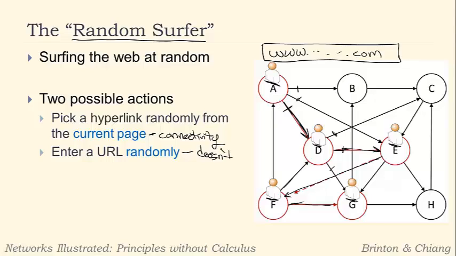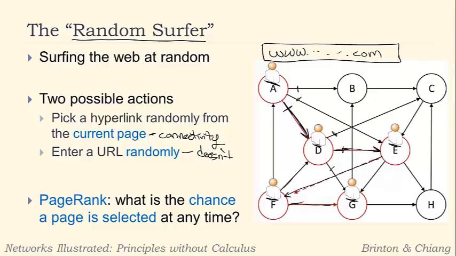And so you can see already how this kind of takes into account the importance of the links here, because the links which are coming from nodes which themselves are more important are going to get visited more often and are going to be used more often. And so the question that PageRank asks is, what is the chance that a page is going to be selected at any time? So if we keep surfing over and over again, what fraction of the total number of visits is each page going to get? Which ones are going to be visited more frequently? And we say those are the more important. So what is the chance a page is selected at any time? And that's the idea behind PageRank.